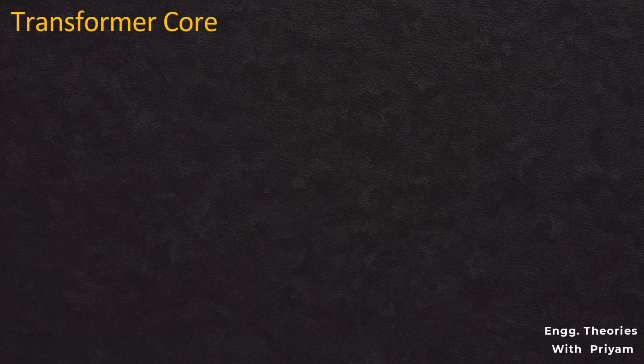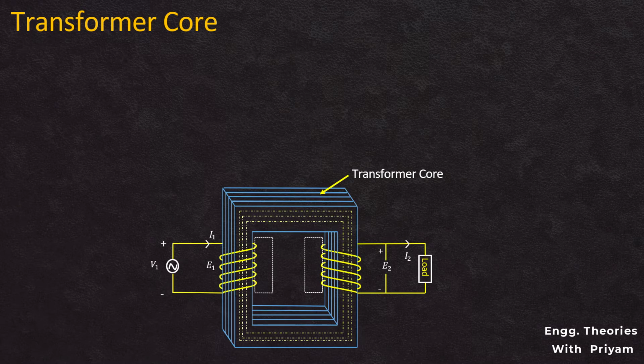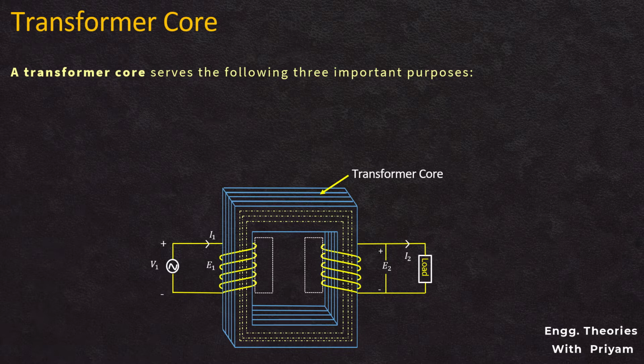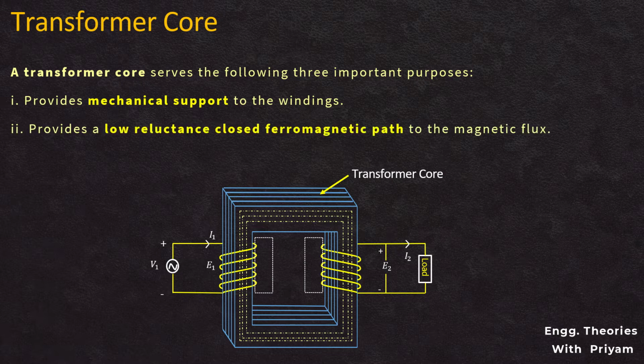The main component of the magnetic circuit of the transformer is the transformer core. Now, let's see the construction of the transformer core. A transformer core serves the following three important purposes. It provides the mechanical support to the windings, provides a low reluctance closed ferromagnetic path to the magnetic flux. It reduces the losses due to the flux leakage.